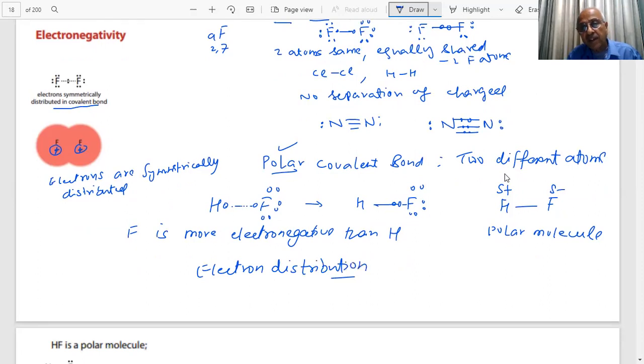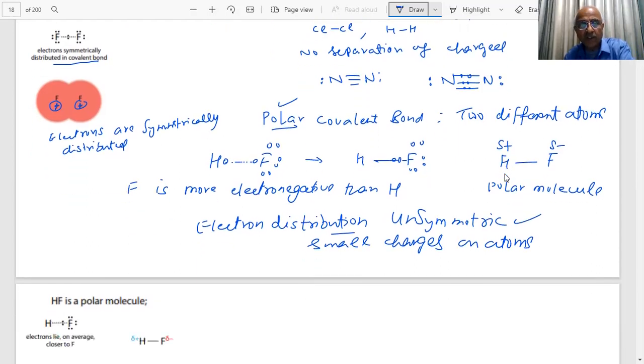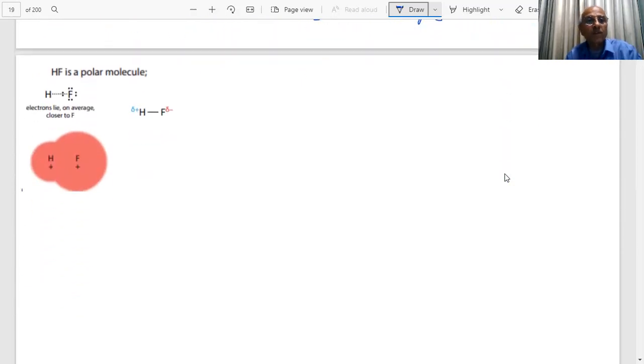The electron distribution is not symmetric around the H and F. Electron distribution is unsymmetric, more towards fluorine than towards the hydrogen, and this will result in small charges on the atoms. Is it okay, students? What I am trying to say, see, the story is like this. Here I have shown HF is a polar molecule because fluorine is more electronegative, students.